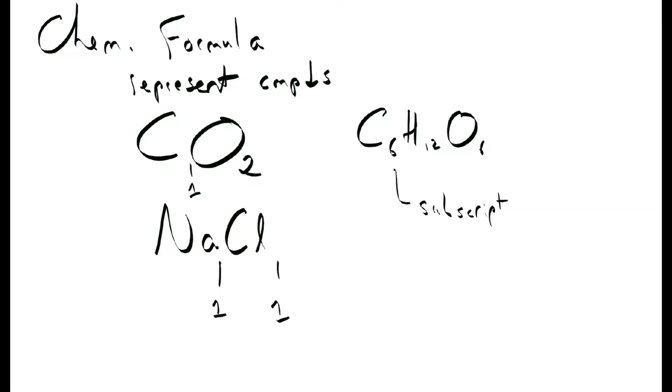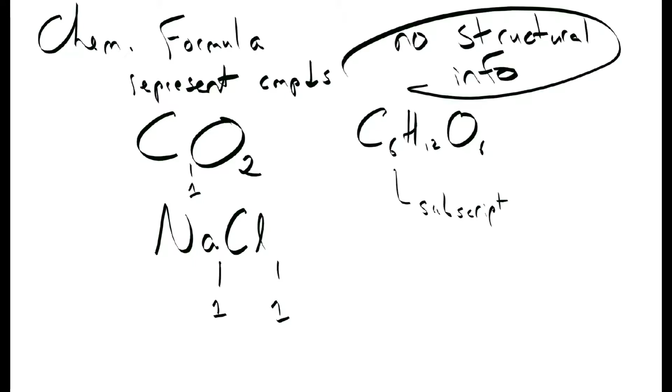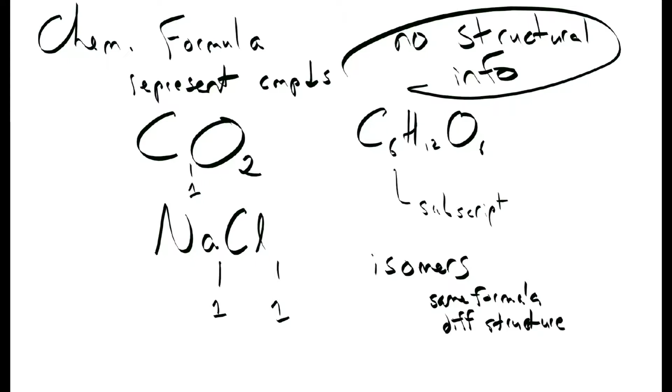One unfortunate thing about a chemical formula like this is it has no structural information. It doesn't tell us how the atoms are connected to one another. And that can make a pretty big difference. You get things that are called isomers. They have the same formula with a different structure. And that can have a big impact on chemical activity, on reactivity, and so on. Even very, very minute differences in structure can have a huge impact.